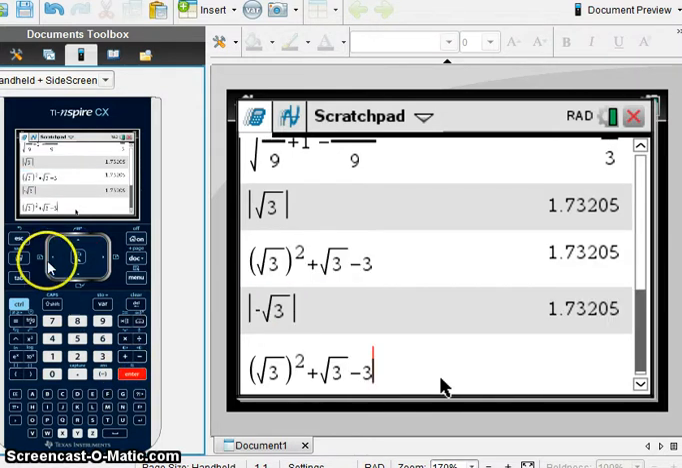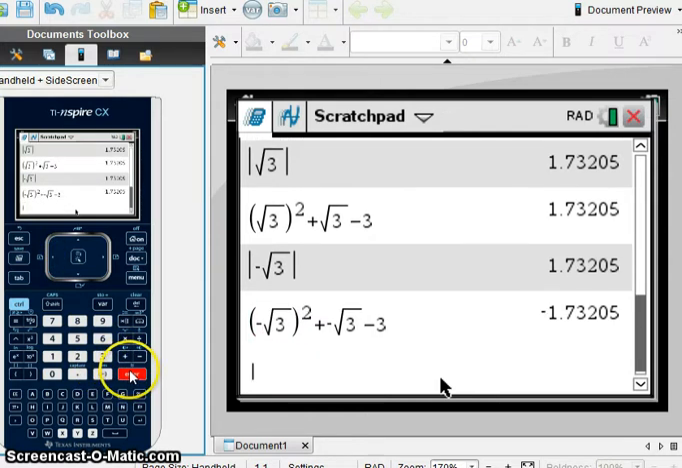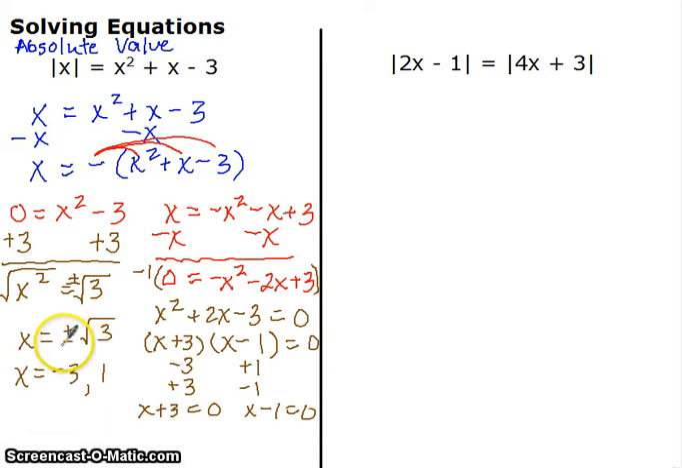So let's see if our other one up here gets the same thing. I just need to put negatives in front of these square root of 3s. So I'll put a negative there, and then the same thing here. See, that one doesn't work. That adds up to negative 1.73. So the negative square root of 3 is extraneous, and we just cross that out.